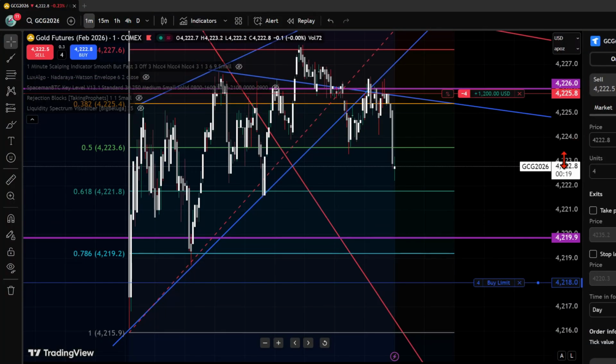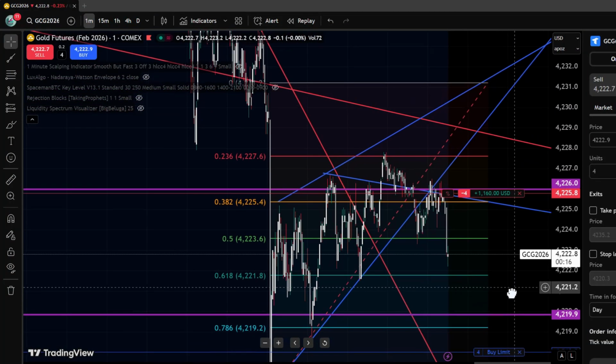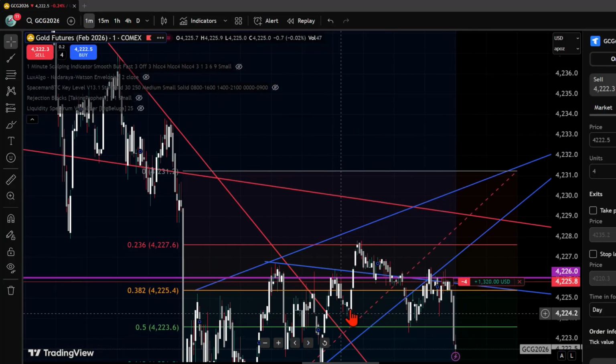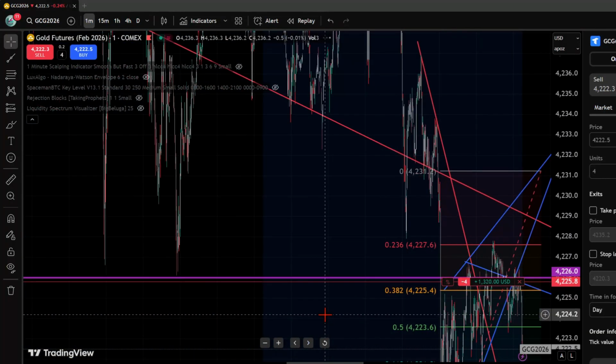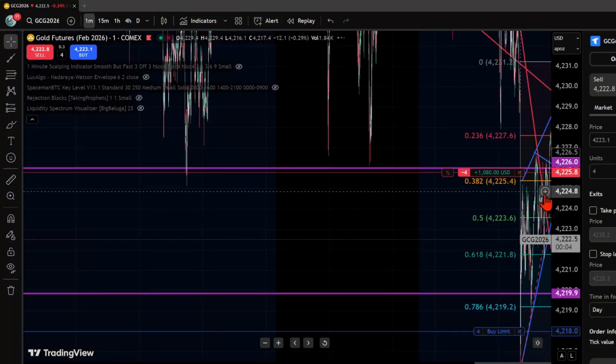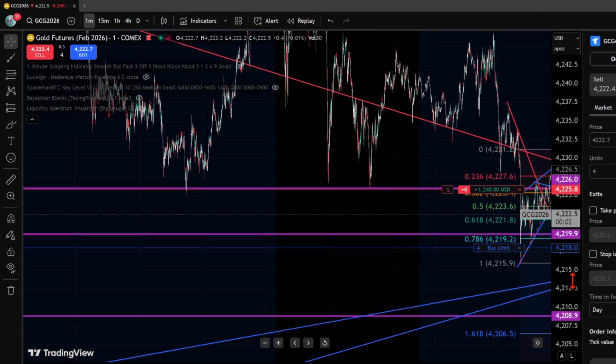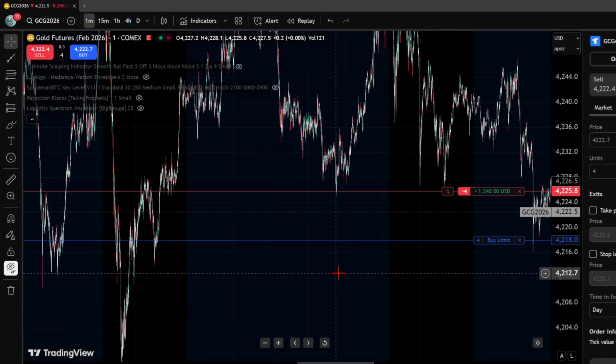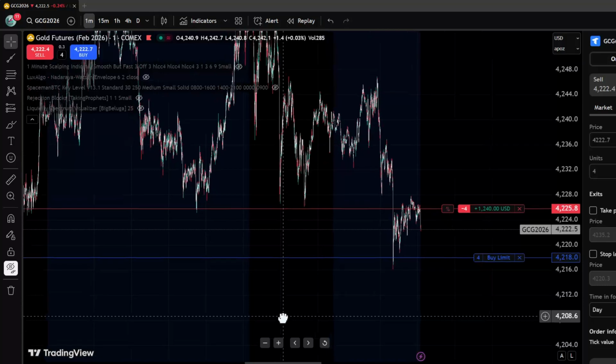So I'm here in a trade on gold, and I'm gonna do a quick breakdown as to why I shorted against this clearly uprising trend, and how I took this position.